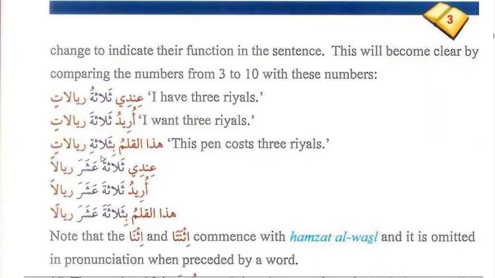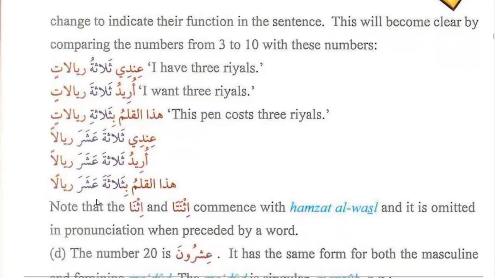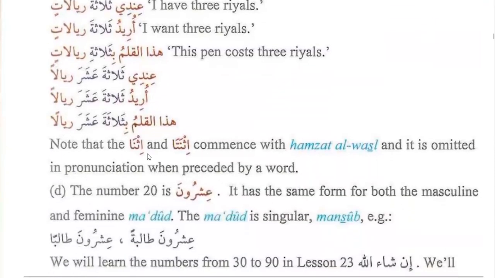Here, from 1 to 10, the counting changes according to the sentence. Salasatu, salasata, salasati changes according to the sentence, but from 11 till 19 it does not change. No matter what kind of sentence, it remains absolutely the same in every circumstance. Okay. This is the difference between 1 to 10 and 11 till 19. But 12 changes according to the sentence.